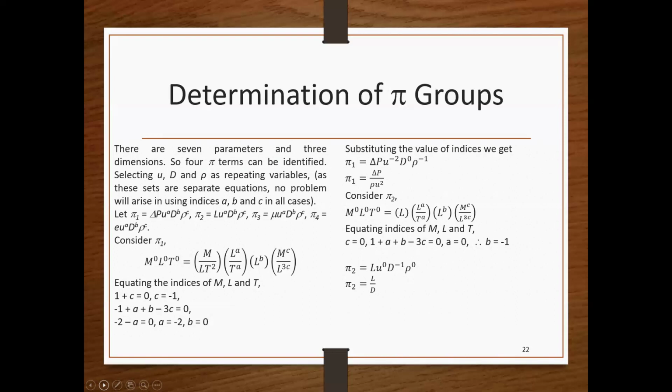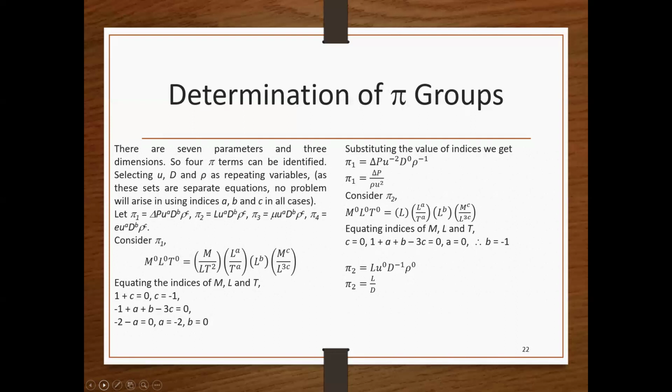Equating the indices of M, L, T: for M, 1 plus C is 0, so C is equal to negative 1. For L, negative 1 plus A plus B minus 3C is 0. So negative 2 minus A is equal to 0, so A is equal to negative 2. Then B is equal to 0. Substituting the values of the indices, we have pi 1 as delta P, U to the negative 2, D exponent 0, rho to the negative 1. So pi 1 is delta P over rho U squared.